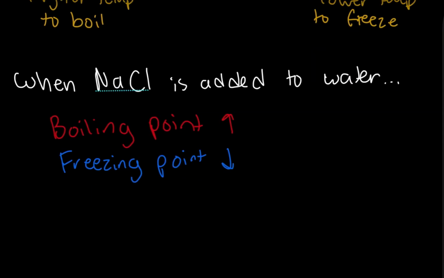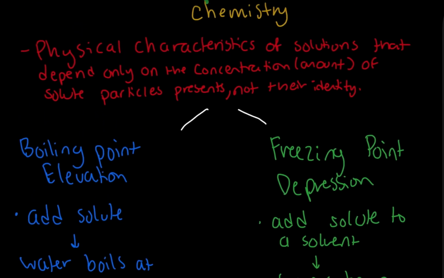Therefore, if we add a solute, such as salt or NaCl, to a solvent like water, the boiling point is going to increase and the freezing point is going to decrease because of these colligative properties.